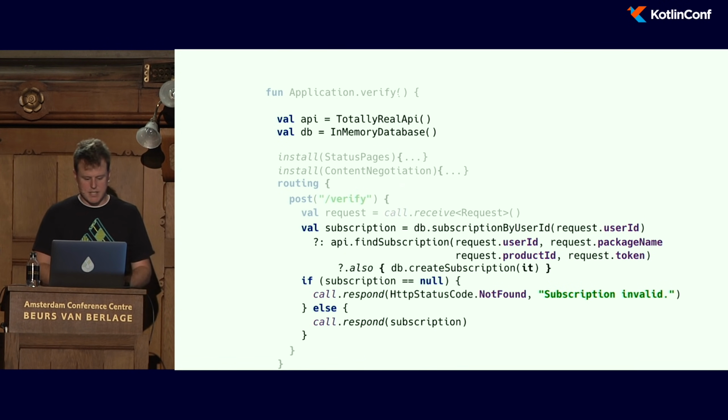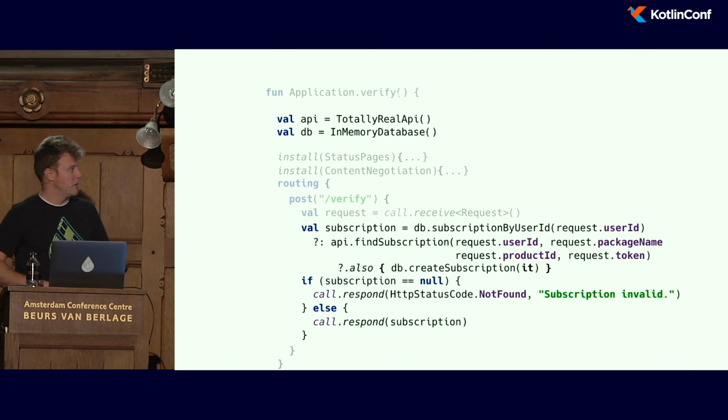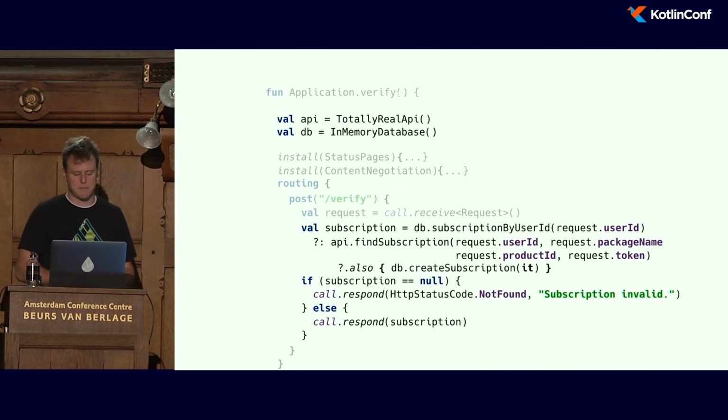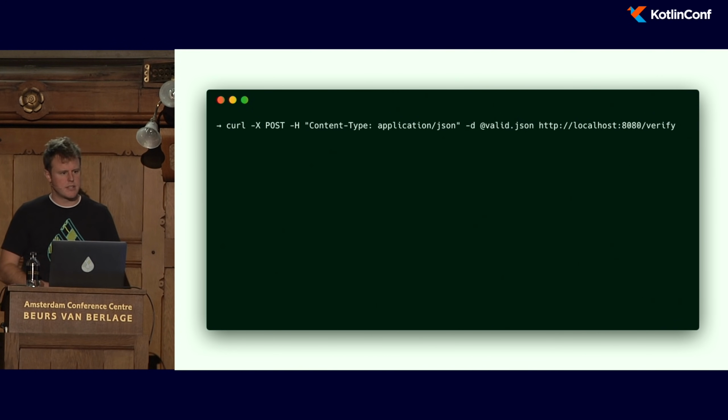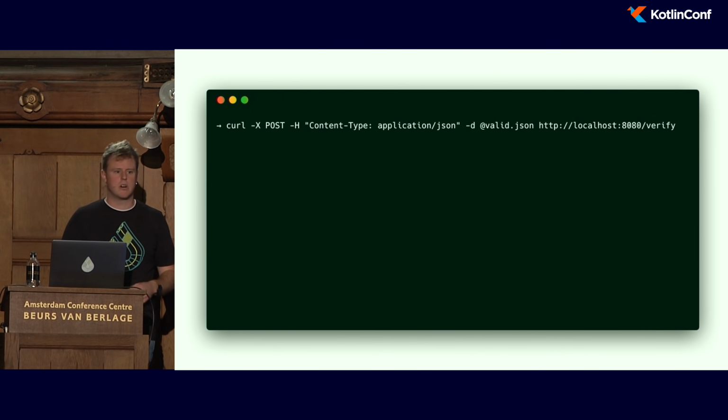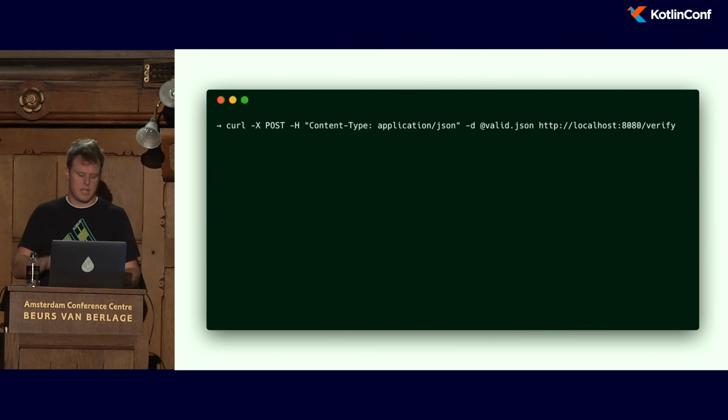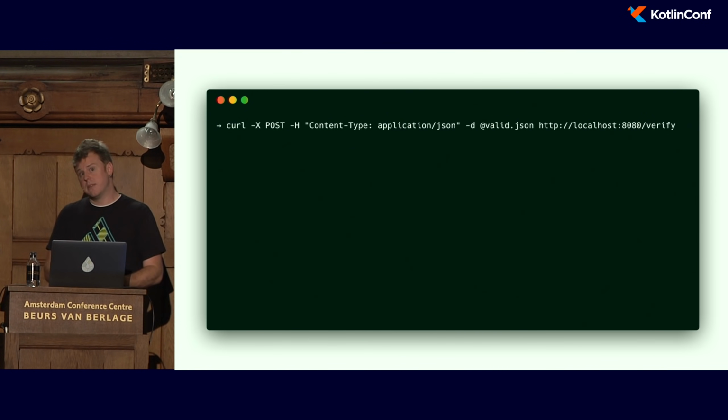And then for this last part, if the subscription is null, we return not found, which is a 404 with a message, subscription invalid. And if we found it, we simply return the subscription. So let's take a look at that. We're going to use some valid JSON. This is the same JSON that I used before. So it has the user ID, the package name, subscription ID, and token.